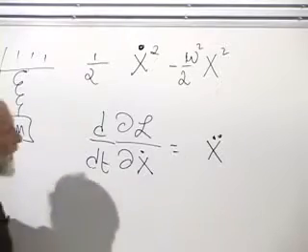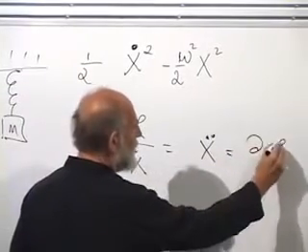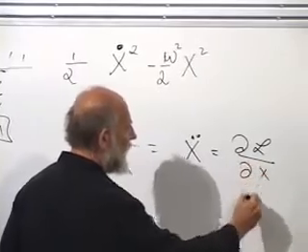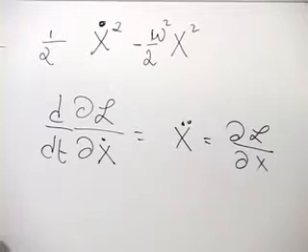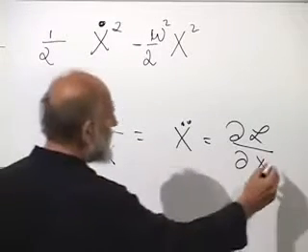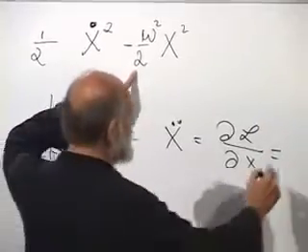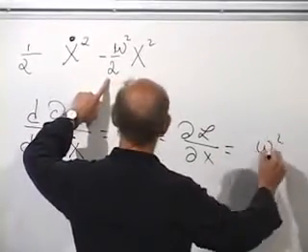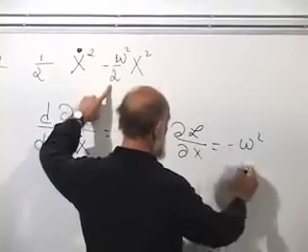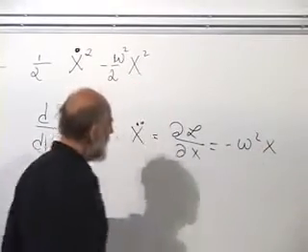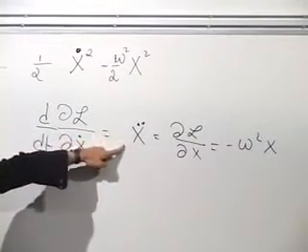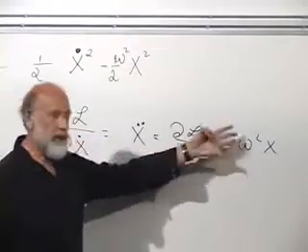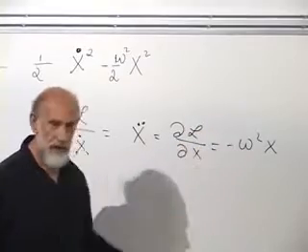And we set that equal to the partial derivative of L with respect to x. Do I have that right, or do I have the sign wrong? I think I have the sign right. That's partial derivative of L with respect to x. And what is that? That's minus omega squared x. Well, this is just F equals ma. Mass is set equal to 1. Here's the acceleration. And it's equal to minus the thing that I've called omega squared times x.